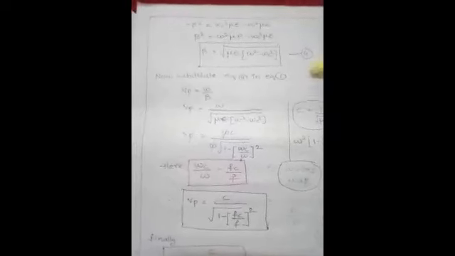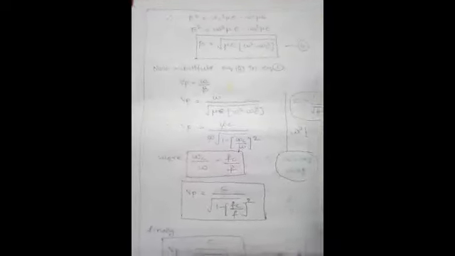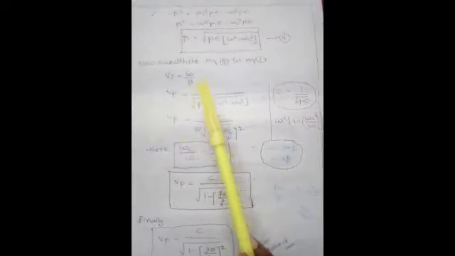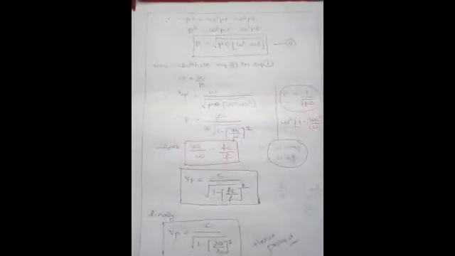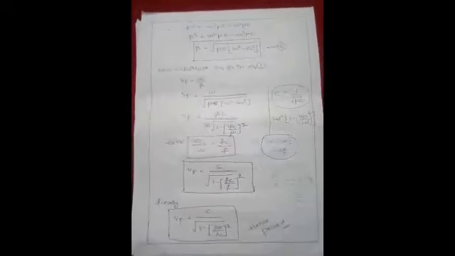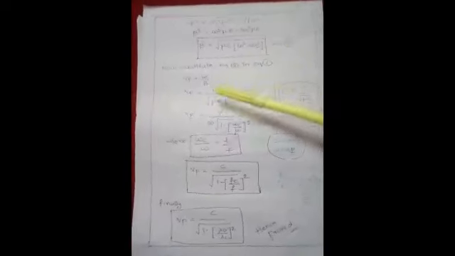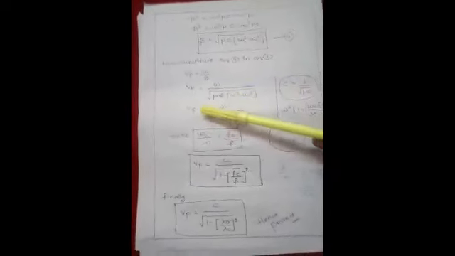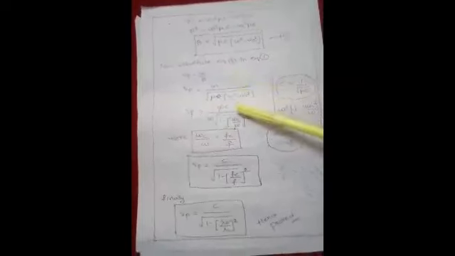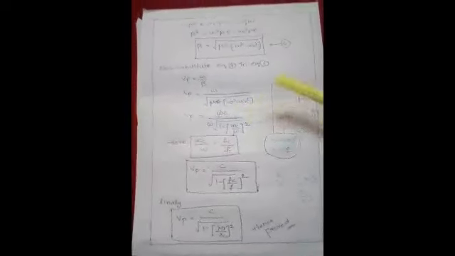Now substitute equation 4 in equation 1. What is equation 1? It is nothing but Vp equals omega by beta. When we substitute this whole beta equation in the place of beta here, Vp becomes omega by root over mu epsilon into omega square minus omega c square.